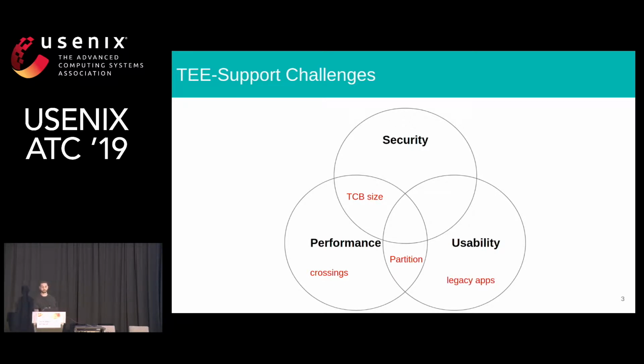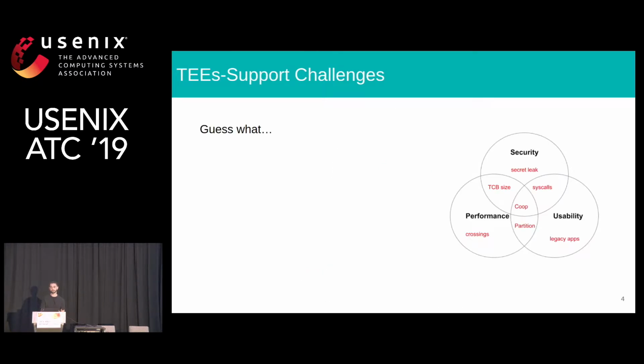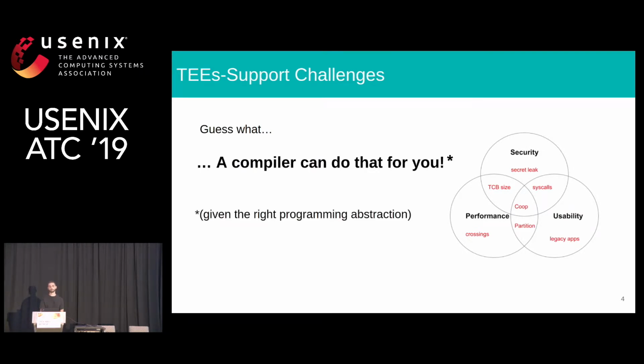And then, once you've done all of this, you still need to find a way to support system calls, which requires cooperating with untrusted code. And if you make any mistake at any point, you might end up leaking a secret, especially since trusted code has access to untrusted memory. So we were looking at all of this, and we thought, wait a minute, the compiler can do all of that for me, provided that I have the correct programming abstraction. And that's what we try to provide in this paper.